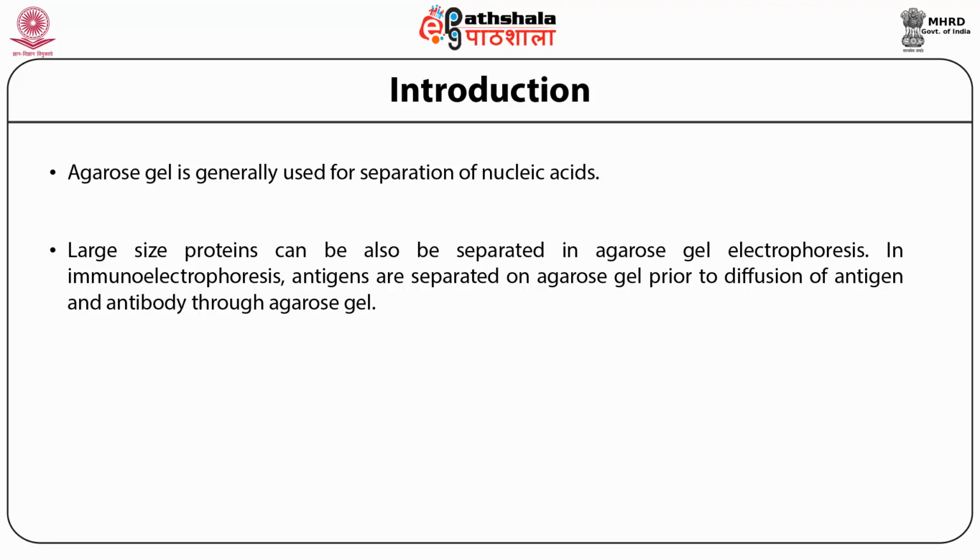Immunoelectrophoresis is a good example of separation of antigen on agarose gel prior to diffusion of antigen and antibody through agarose gel. In isoelectrofocusing also, agarose gel is used. It is true that electrophoretic separation of nucleic acid is mostly achieved on agarose gel.